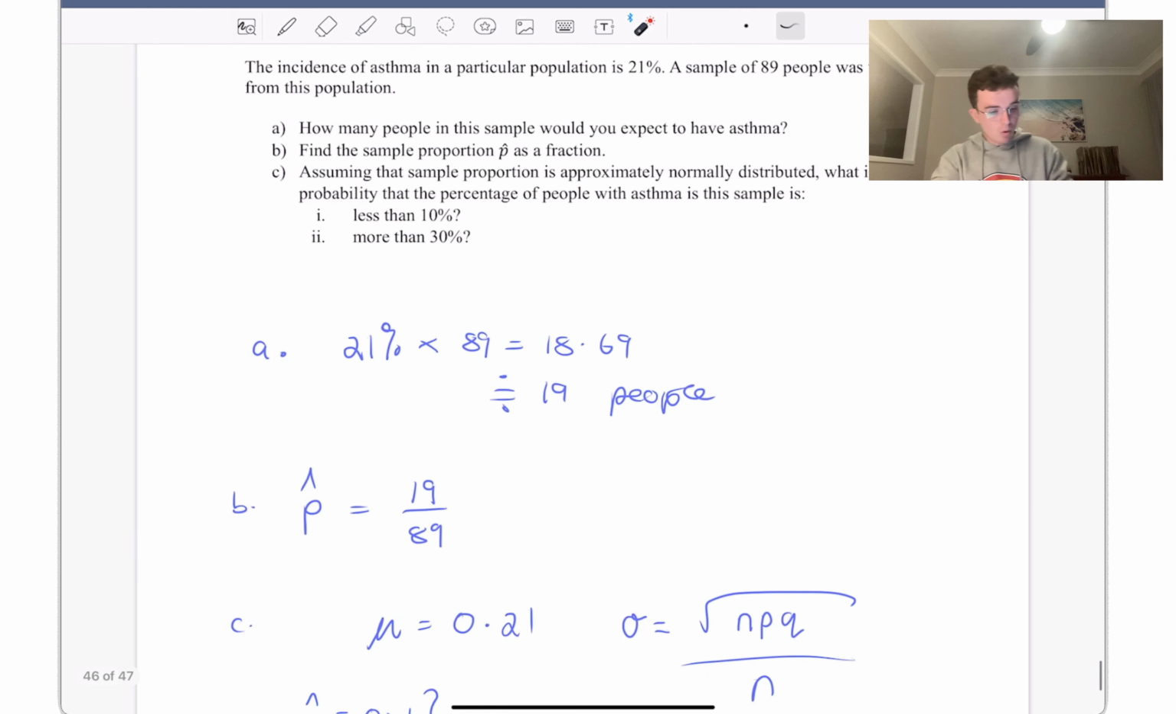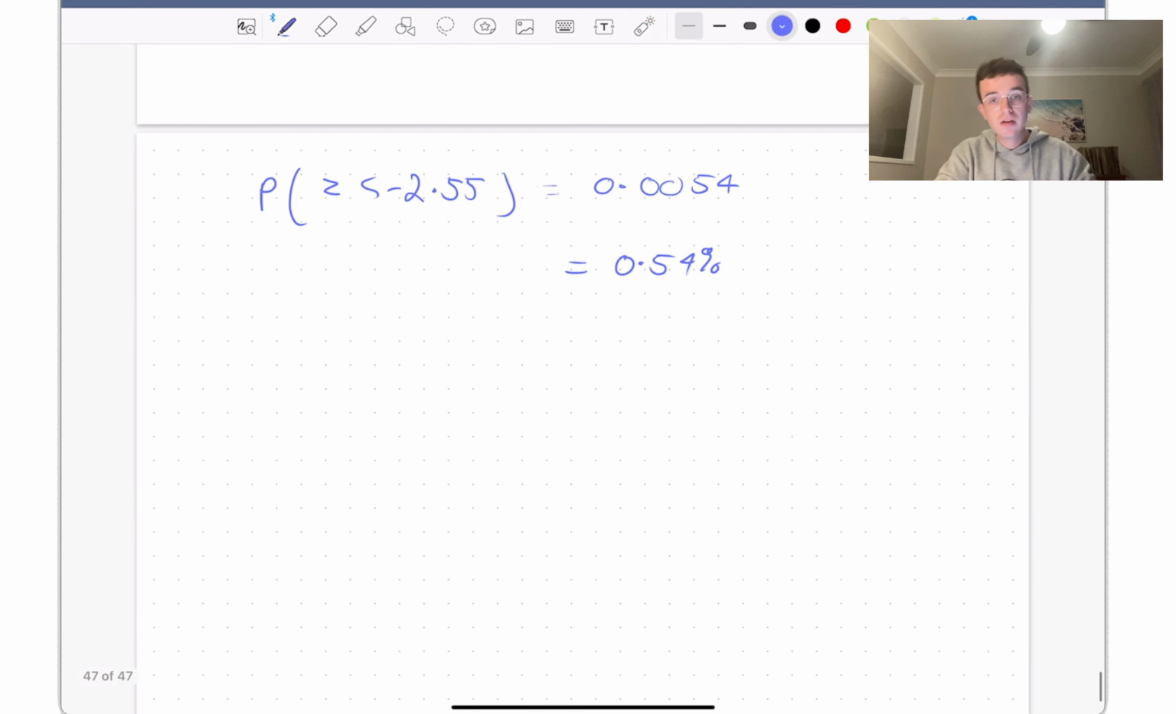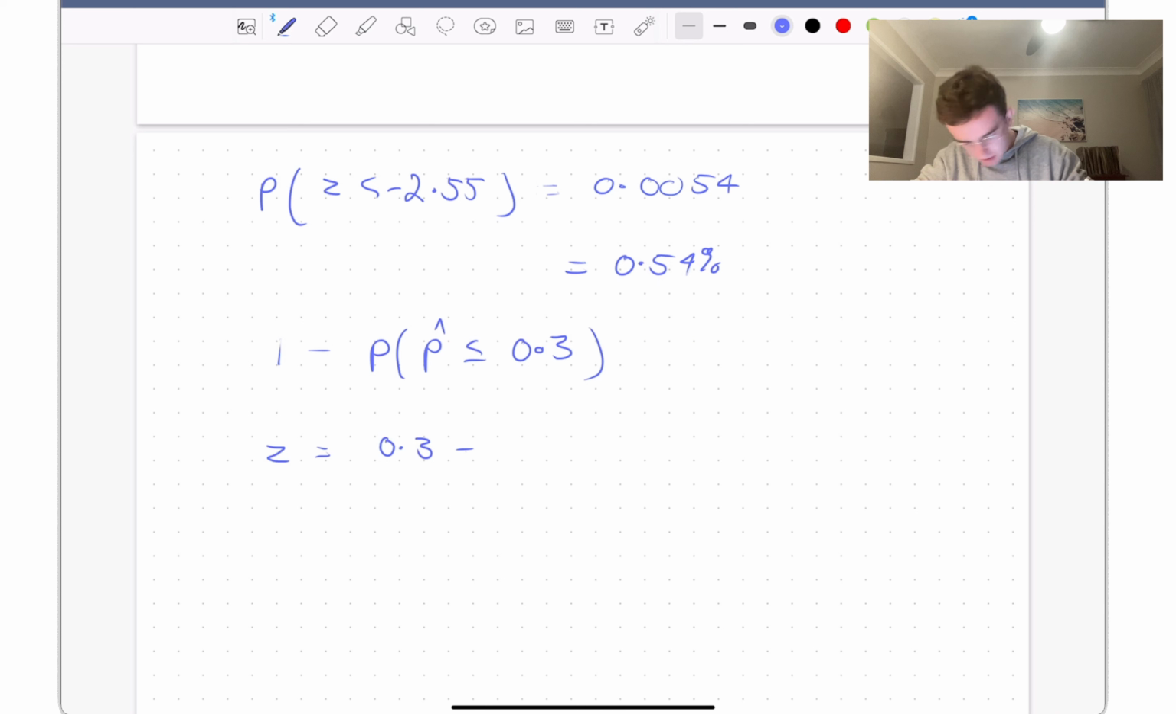Now we want to know more than 30%. So more than 30% is going to be the same as 1 minus the probability that the p-hat is less than 30% or less than 0.3. So let's do a normal z-score again. So z is equal to our goal of 0.3 minus the mean of 0.21 over the standard deviation of 0.04317. If we do that, you get 2.08.